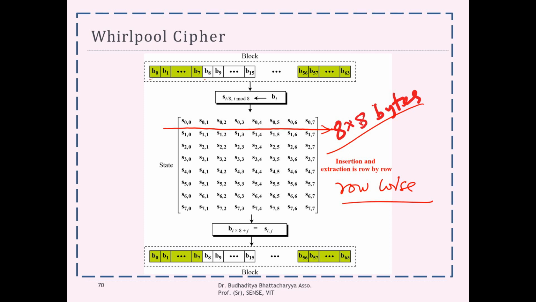You can observe that B0, B1, up to B7. Again, B8 starts, so up to B15, like that it goes on. So the state matrix is 8 cross 8 bytes, which in case of AES was 4 cross 4 bytes.